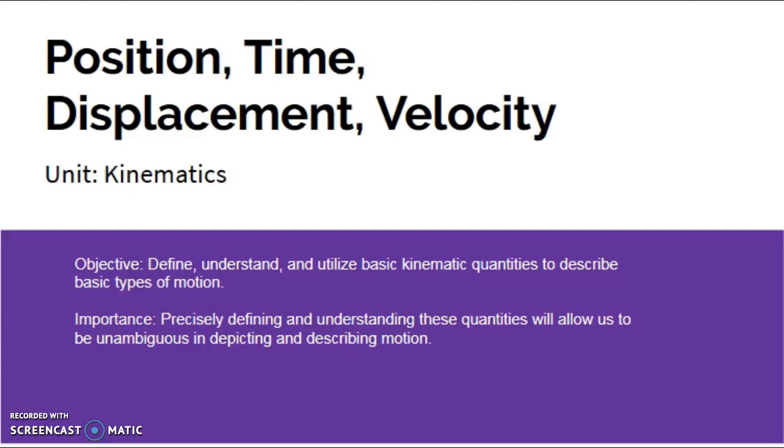Hi everyone. So today we're going to talk a little bit about position, time, displacement, and velocity, and a couple other things. So this here is in our unit of kinematics. The goal today is to define these terms, understand them, and how to calculate these quantities and use them precisely, because it's very important for us to be eloquent in physics. Meaning that we're able to precisely and correctly state exactly what we mean. So we have to use precise terms to do that.